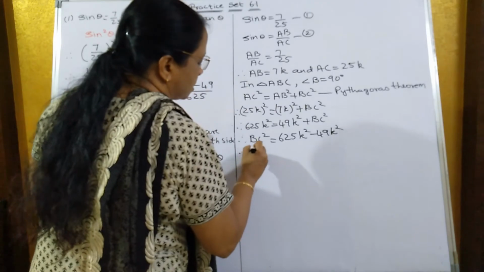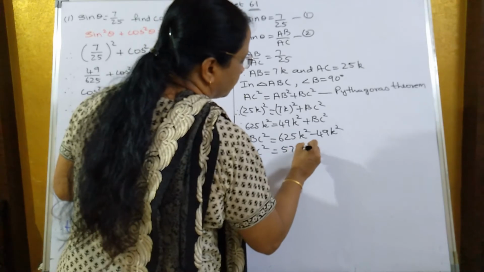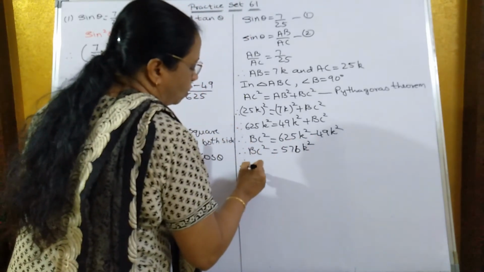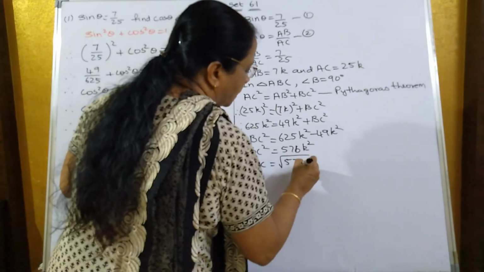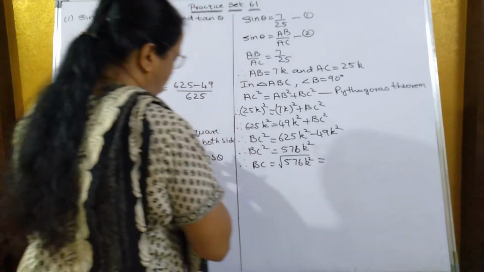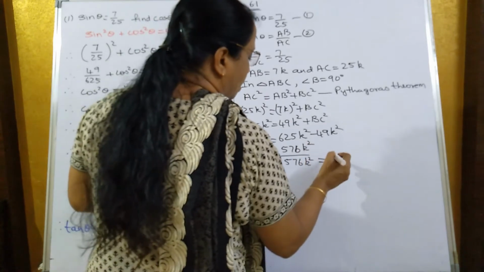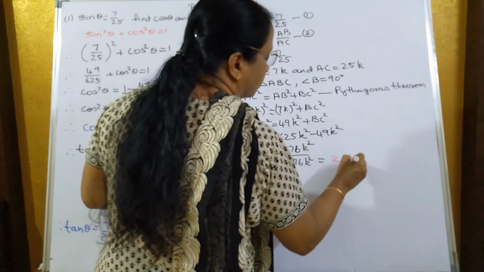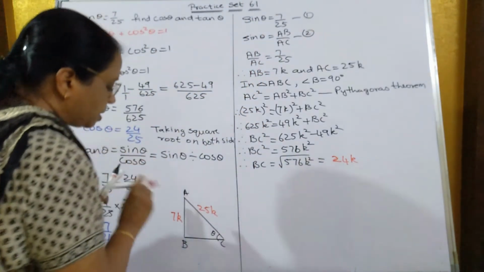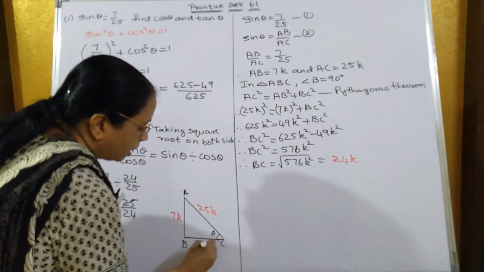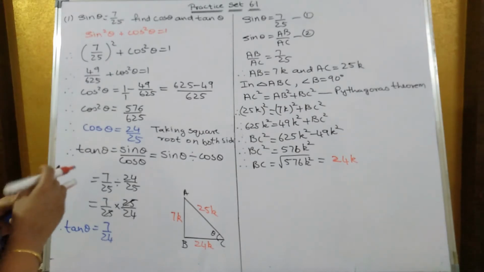Therefore BC square is equal to 576K square. Therefore BC is equal to the square root of 576K square. 576 is a square root of which number? 24. And K square will become K. So we have got BC is equal to 24K. Now by using this diagram we can find out the value of cos theta and tan theta.